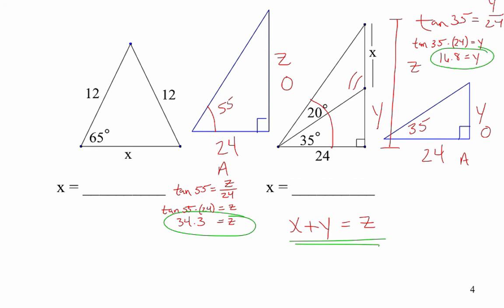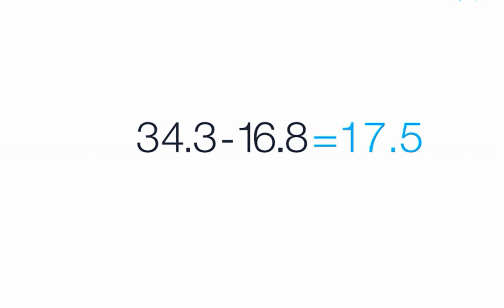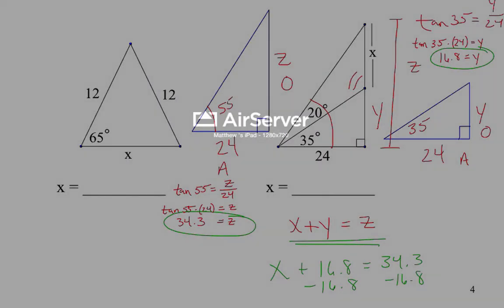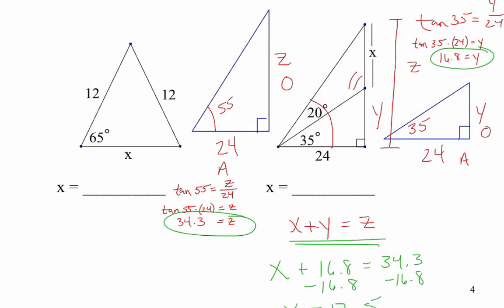So let's fill in those numbers there. I still don't know x, but I figured out using tangent that y is 16.8. I figured out using tangent that z is 34.3. So all I really need to do is subtract that 16.8 from both sides. Make sure I get this right. So I'm taking 34.3 minus the 16.8, which is giving me 17.5 as the length of x. So using my tangent function twice, I can find that x is going to be equal to 17.5.